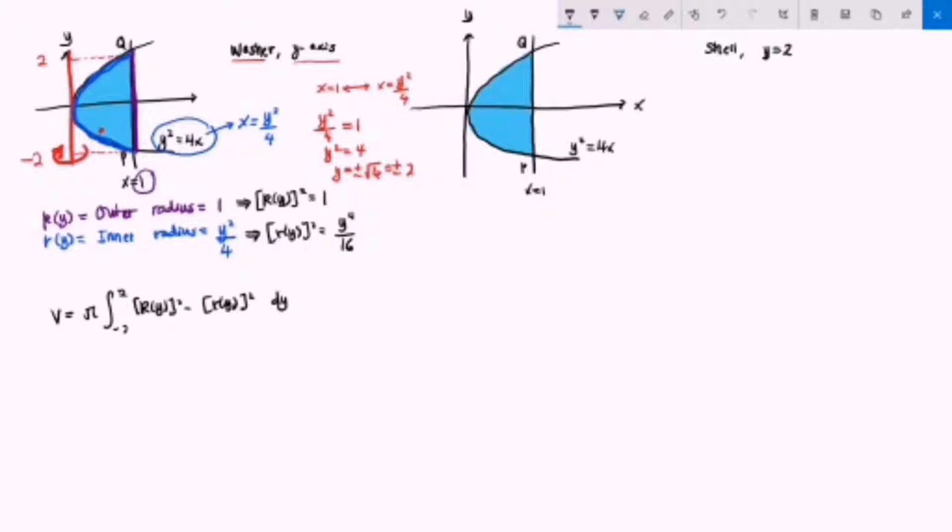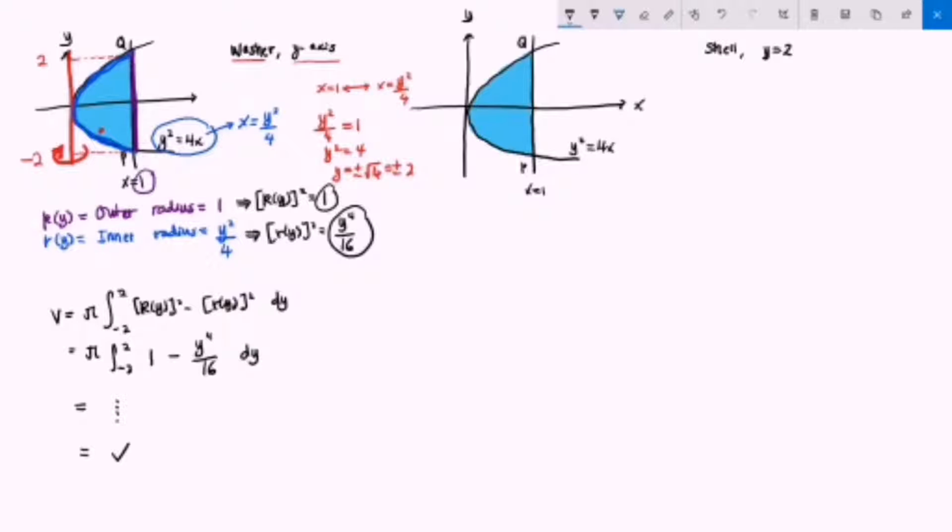All right. So now we insert the values of R(y) squared and r(y) squared. The bigger one is 1, which comes from here, and minus this one, y to the power of 4 over 16, dy. And then we can perform the integration. So we get the final answer.